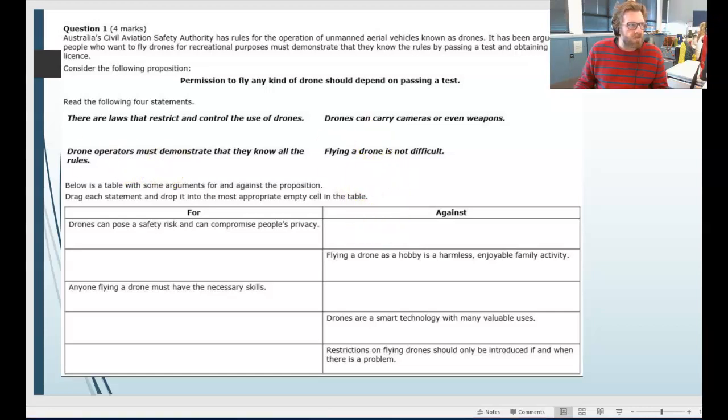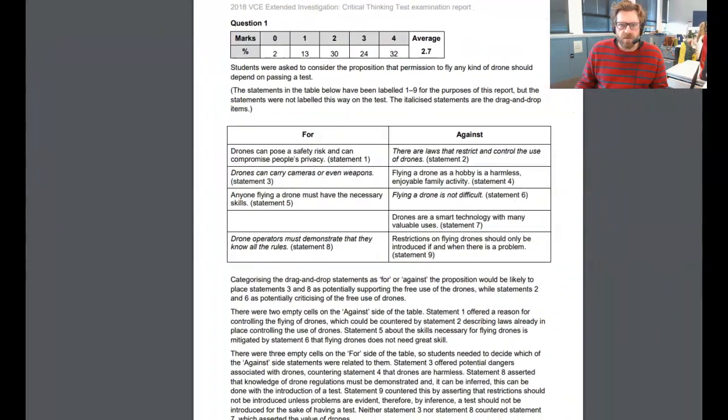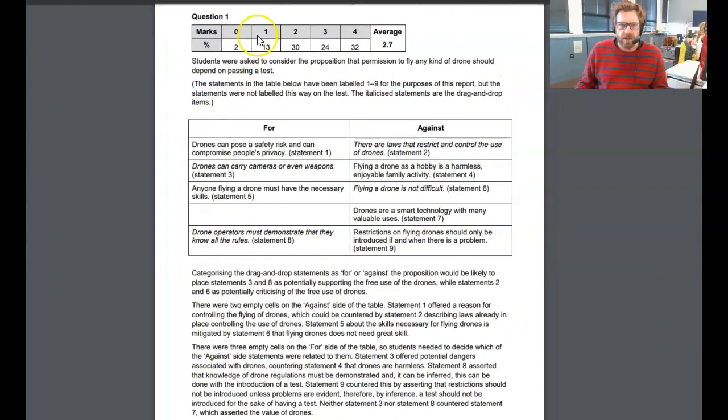Here I just wanted to bring across and show you. So here we go, I've just done this very quickly. You can see that the statement, drones can pose a safety risk and can compromise people's privacy, is rebutted by this statement here. There are laws that restrict and control the use of drones. Okay, so this is saying that we need a test because drones can be dangerous and can compromise people's privacy, and so we need a test to make sure that people don't break these rules.